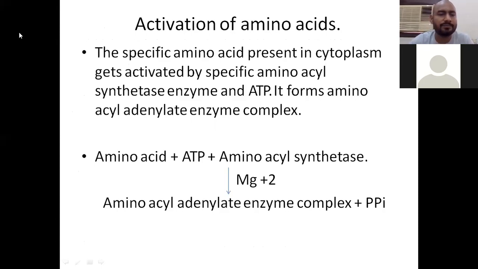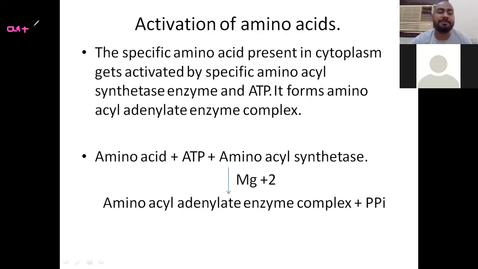Suppose this amino acid is present in the cytoplasm. It cannot directly bind with the tRNA, because it doesn't have the energy. So firstly it will be activated. How will it be activated? We provide the energy, ATP.